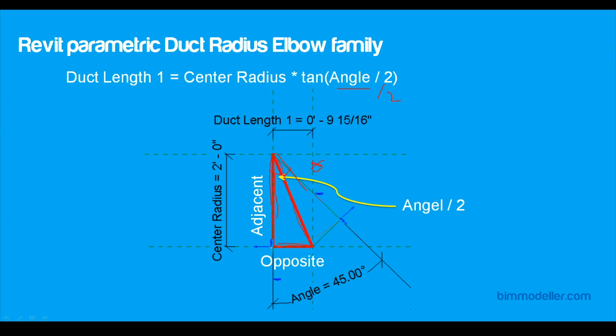So we need to know this length. Whenever the angle changes, what will be the length of this opposite side? That's what we're going to find out using the trigonometry formula. The formula will be very simple. Duct length equals center radius times tan of angle divided by 2. So it will be very simple as it is.